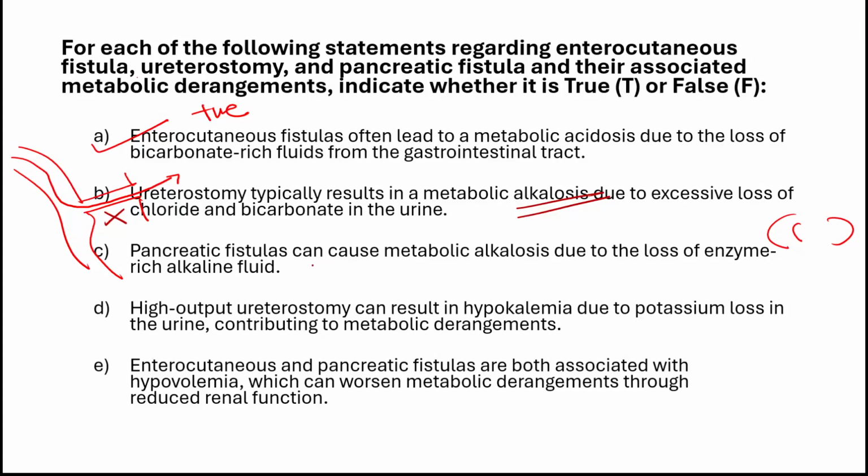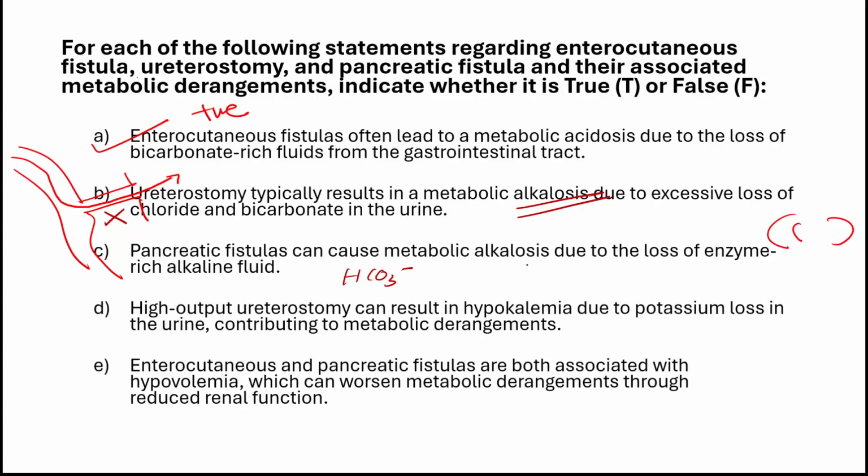A pancreatic fistula. What does the pancreas secrete? It's a basic secretion which contains bicarbonate. So if there's a fistula in the pancreas, there will be unavoidable loss of bicarbonate ions from the system. Therefore, it could lead to metabolic acidosis because of the bicarbonate loss. So in pancreatic fistula, there is a metabolic acidosis, and this is because of the loss of bicarbonate ions.